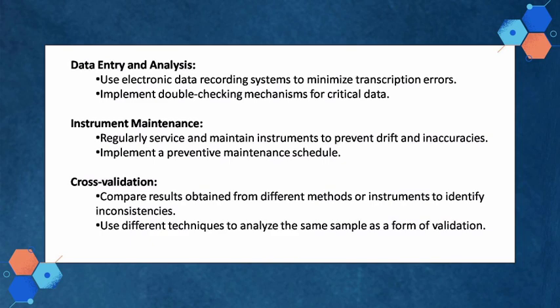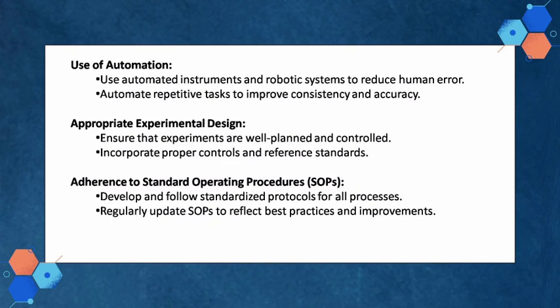7th, instrument maintenance. Regularly service and maintain instruments to prevent drift and inaccuracies. Implement a preventive maintenance schedule. 8th, cross-validation. Compare results obtained from different methods or instruments to identify inconsistencies. Use different techniques to analyze the same sample as a form of validation. 9th, use of automation. Use automated instruments and robotic systems to reduce human error. Automate repetitive tasks to improve consistency and accuracy.